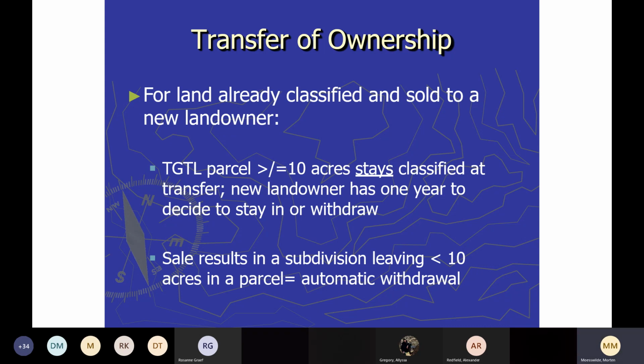If the sale of property is accompanied by a subdivision such that the parcels that remain are less than 10 acres and therefore ineligible, then that property will be automatically withdrawn by the assessor. And again, the penalty accrues to that landowner.